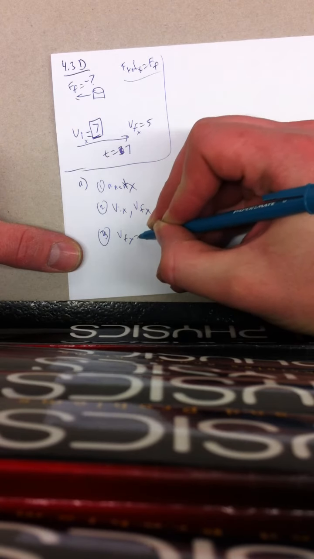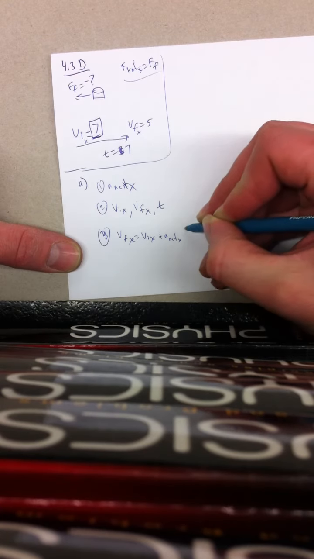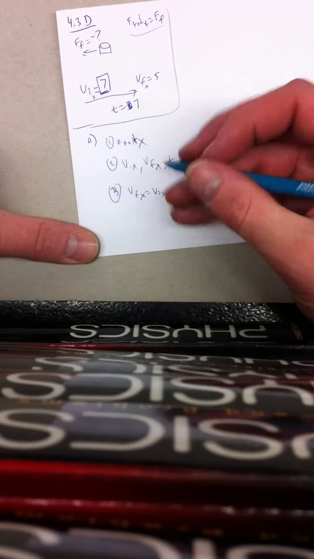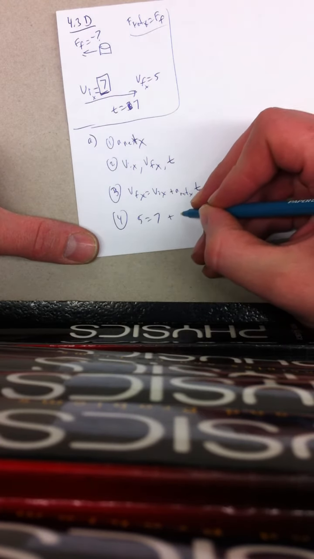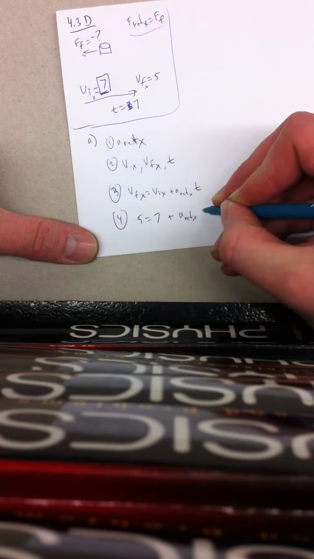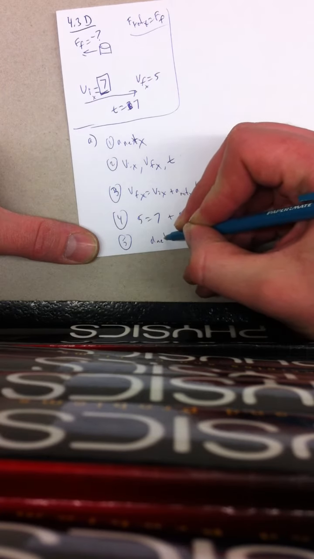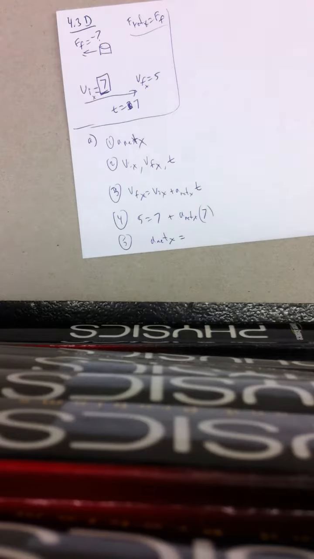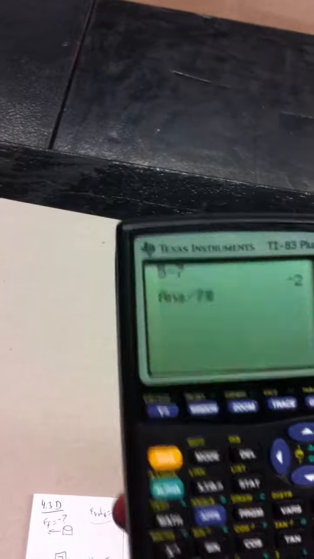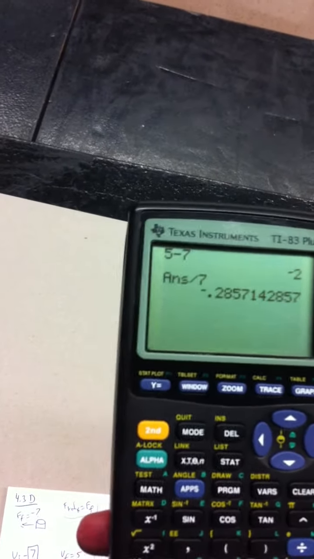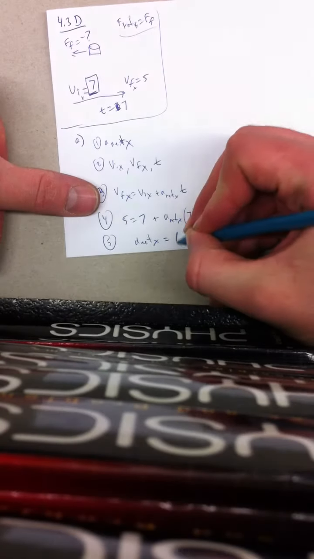So we can use Vfx equals Vix plus A net x times t. So 5 is equal to 7 plus A net x times 7. So we have 5 subtracted by 7, divided by 7. I'm going to store that as alpha A. So that's going to be alpha A.